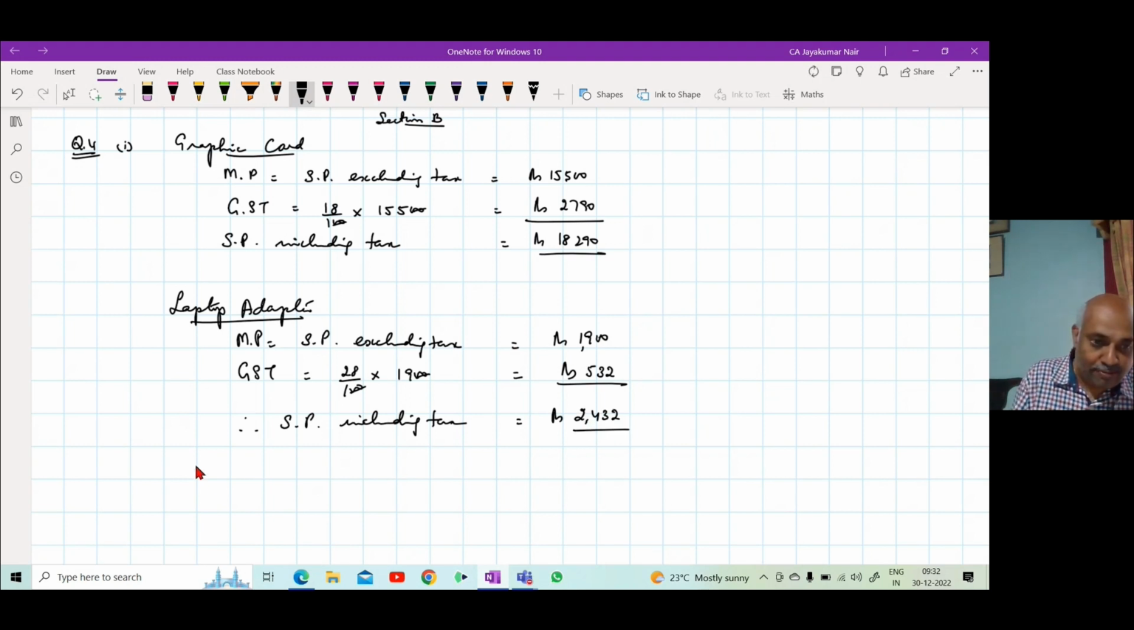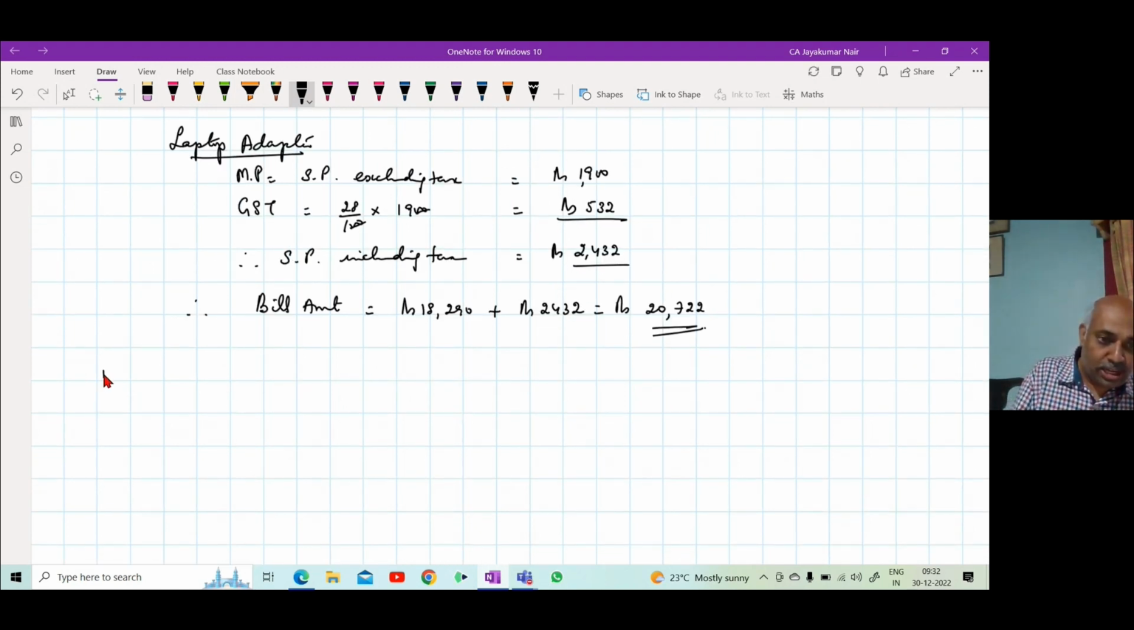2,432. Therefore, they are asking you to find out what is the bill amount. So for the graphic card, you have to pay 18,290. And for the laptop adapter, you have to pay 2,432. Together, it amounts to rupees 20,722. This is the bill amount.